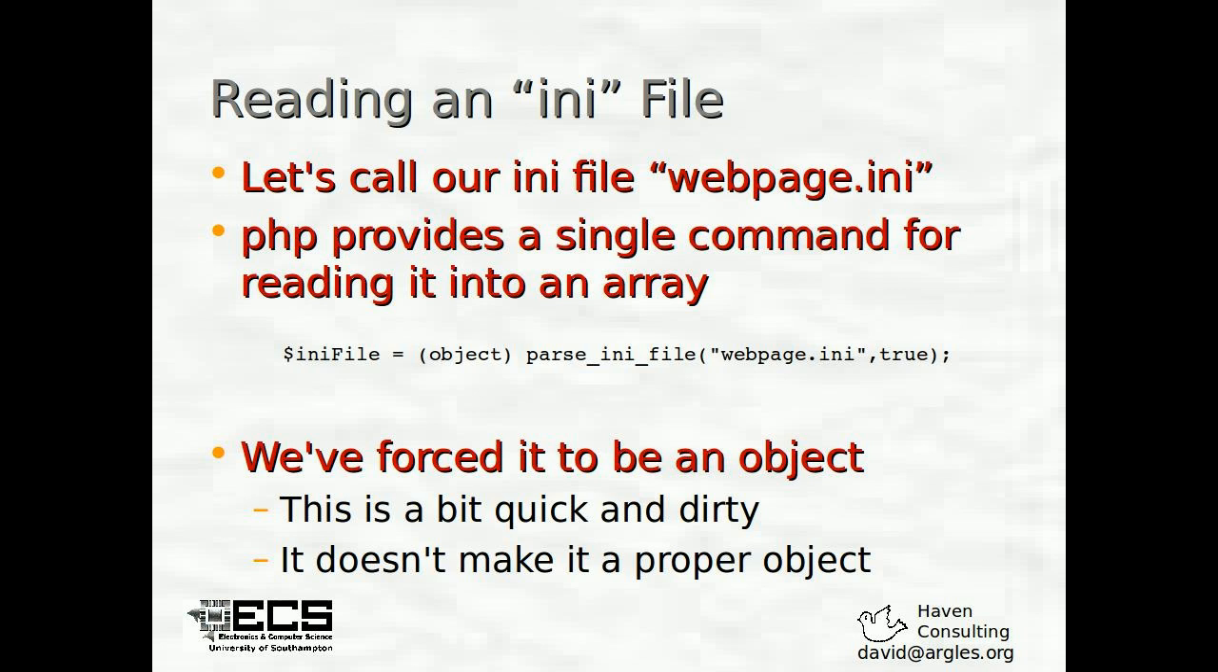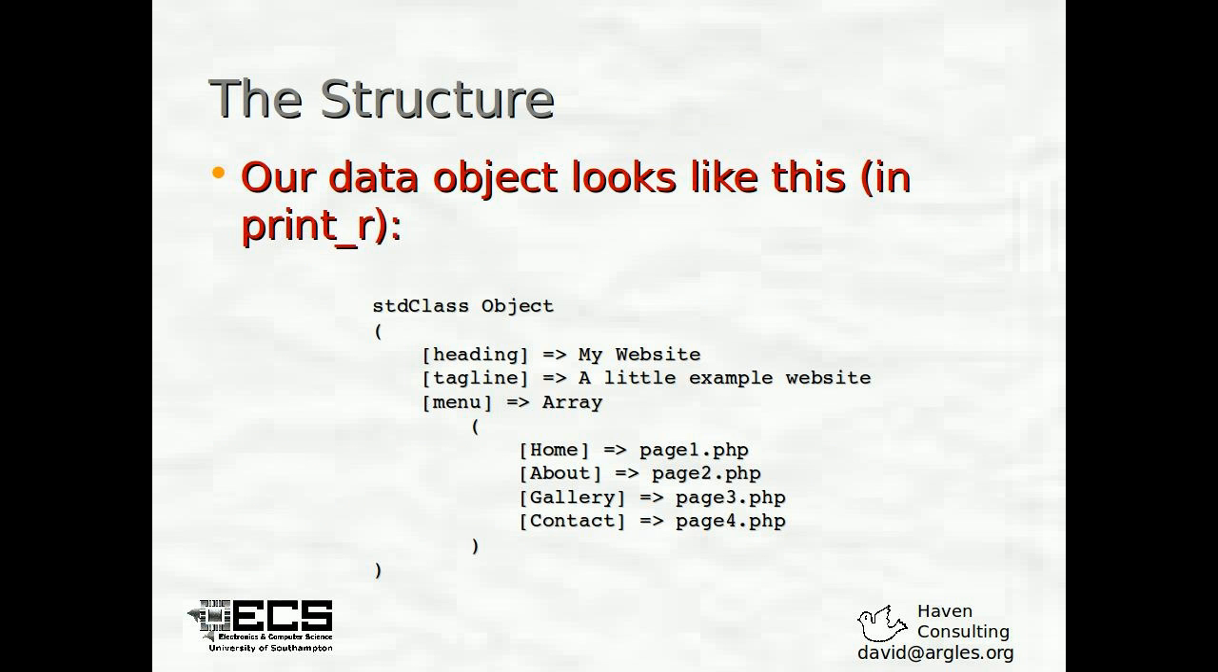Now, if you see on this slide, we've put object in brackets right in front of it. Now that forces it to be an object, which is a bit quick and dirty, and it doesn't make the whole thing a proper object, but we'll stick with that for now. It would be a good idea to have a look at what our data object looks like as soon as we pulled it in. So if we do a print_r command to have a look at the structure of our data as we've pulled it in, you'll see that our data has indeed come in as an object because we cast it as an object.